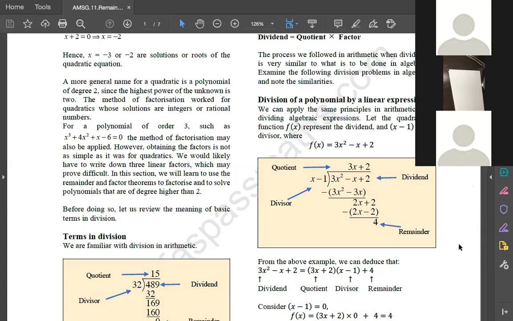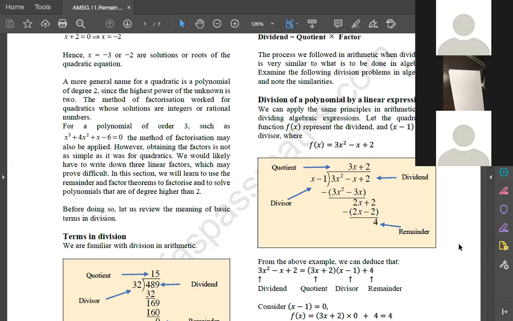Now we continue. So the method of factorization may also be applied. I mean, at some point anyway, because you realize that the quadratic that we use the factorization to solve is inside this expression. Because aside the x cubed, you have 4x squared plus x minus 6, which is a quadratic. So you can apply it anyway.